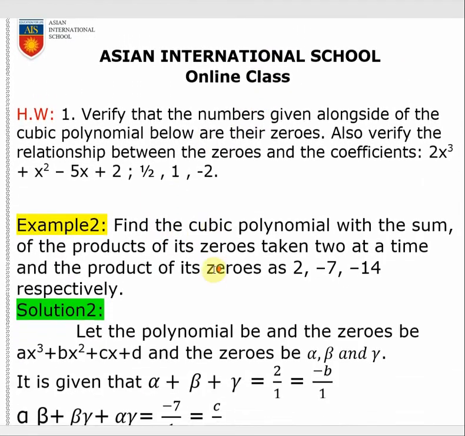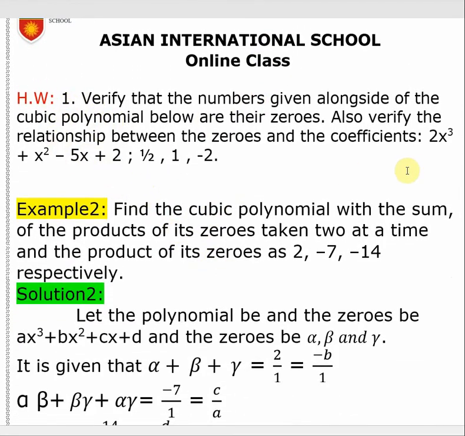Okay, before going to the next sum, one homework is given for you. If you have understood, please try this sum. Same kind of sum. In this case, the polynomial is 2x cube plus x square minus 5x plus 2, and the zeros are given: half, 1 and minus 2. So you have to try the same sum with the same process. This is alpha, beta, gamma, and you have to check whether they are satisfied or not.